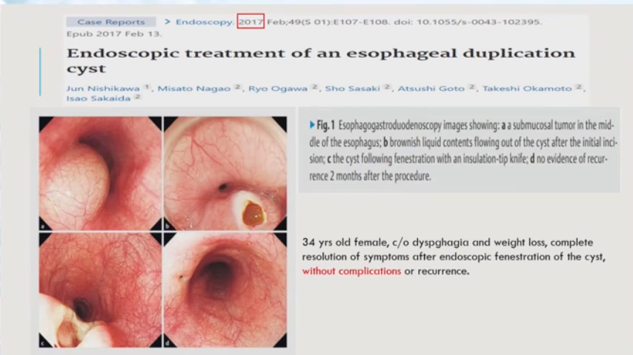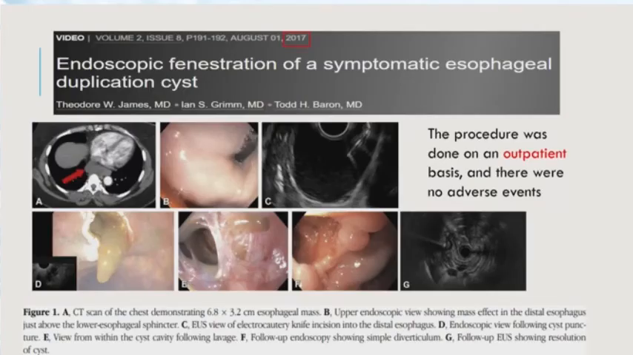Endoscopic treatment of esophageal duplication cyst by fenestration also in this 34-year-old female patient, without complication or recurrence on follow-up after 2 to 3 months. Another case of endoscopic fenestration, here also on an outpatient basis.